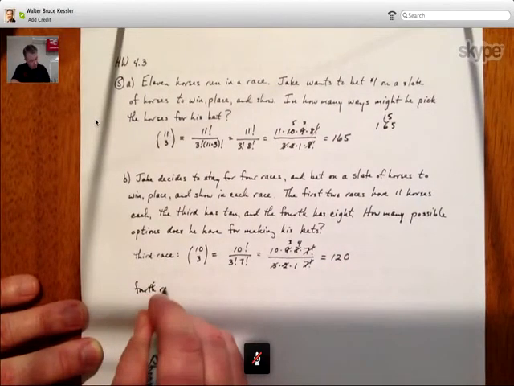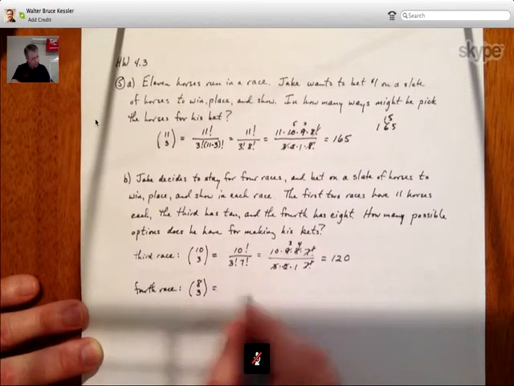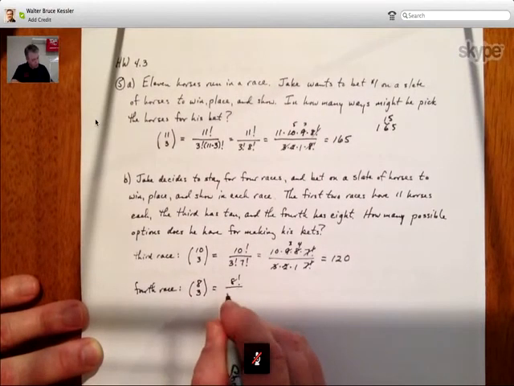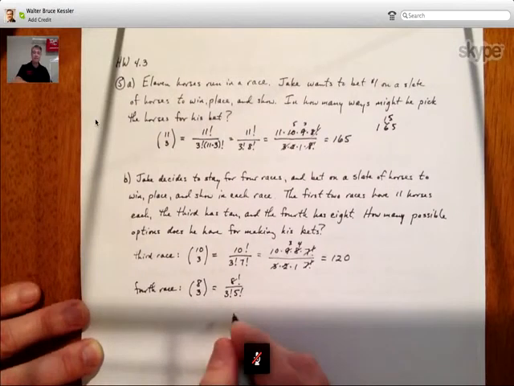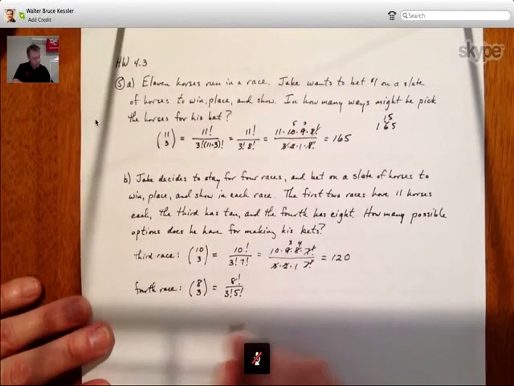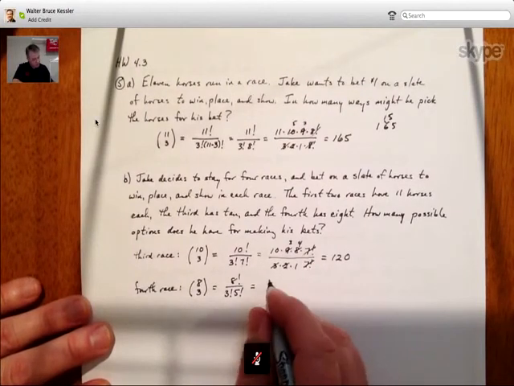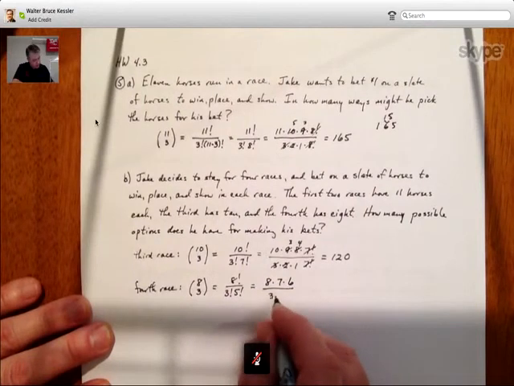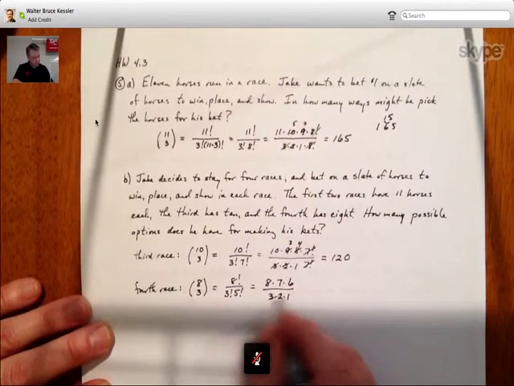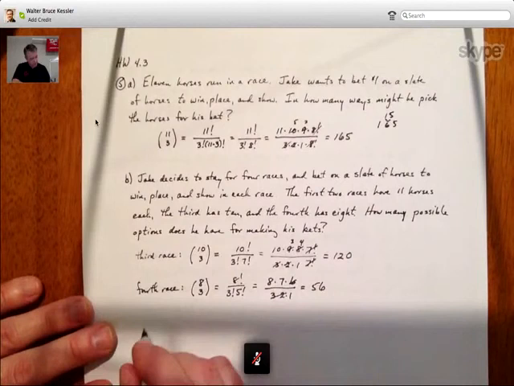In the fourth race, there are 8 horses to choose 3 from. So this is 8 factorial over 3 factorial times 5 factorial. That's 8 minus 3, right? And I'm also going to start leaving out this little factorial cancellation. So this is 8 times 7 times 6 over 3 times 2 times 1. That's 6, and so this is 56.